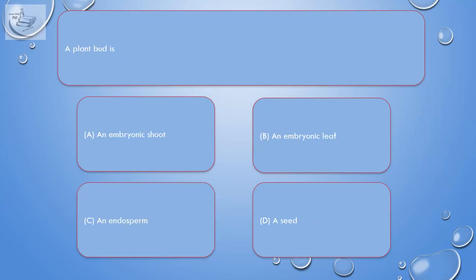Question: a plant bud is A. An embryonic shoot. B. An embryonic leaf. C. An endosperm. D. A seed. Correct answer is A. An embryonic shoot.